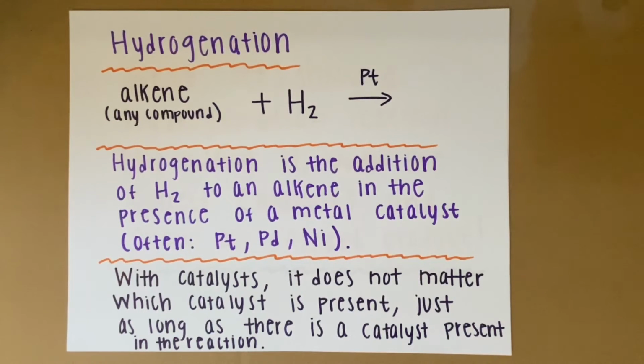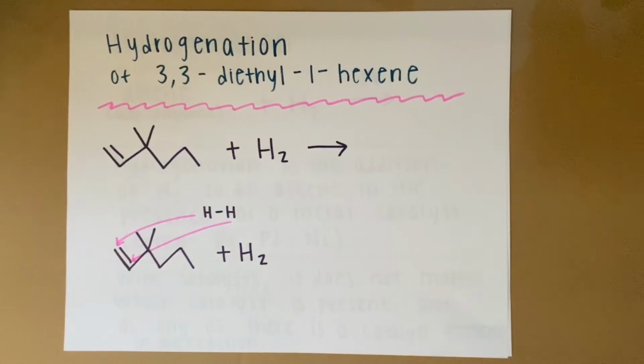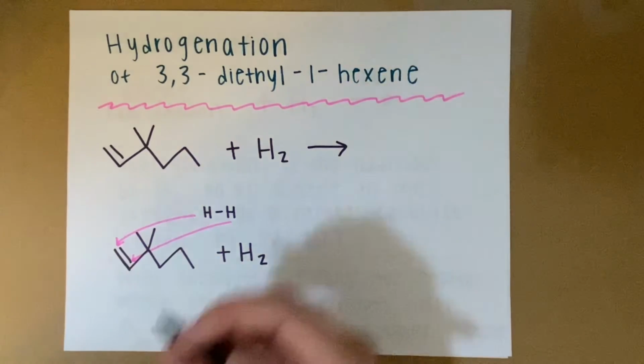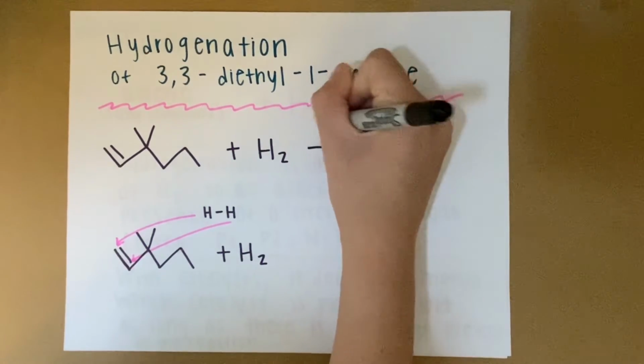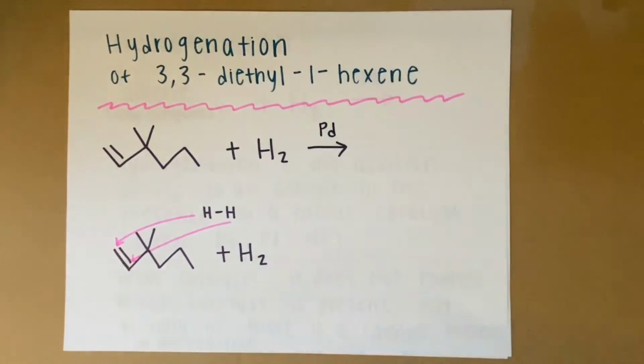nickel. With catalyst, it does not matter which catalyst is present, just as long as there is a catalyst present in the reaction. The catalyst does not affect the energy of your reactants or of your products. It's still the same energy for both of those. The catalyst decreases the necessary activation energy, which increases the rate of your reaction. So, if we were to pick a metal catalyst to speed our reaction, let's pick palladium.